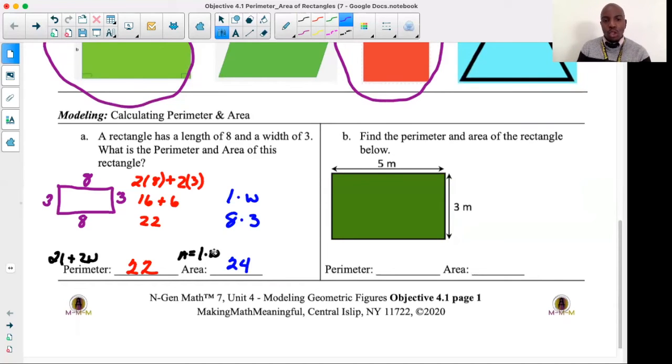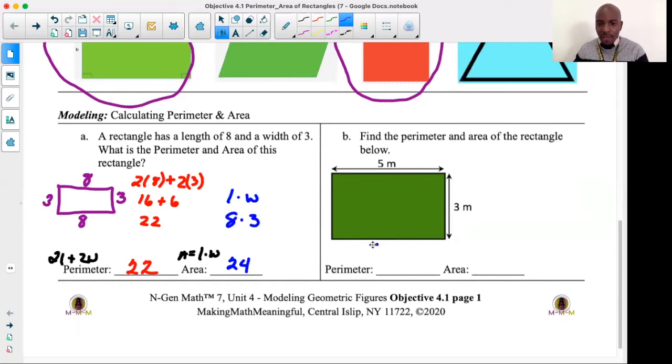Okay. So your goal is to calculate perimeter and area. Let me do one more with you before I let you work on the infinite practice. And if you have any questions, as usual, you can put them in Google Classroom. Find the perimeter and area of the rectangle below. Okay, they tell me that this is a rectangle, so the properties are true.